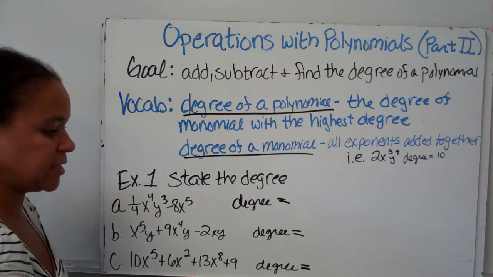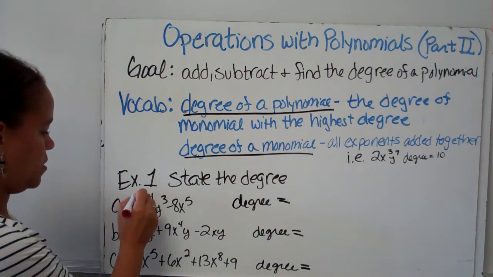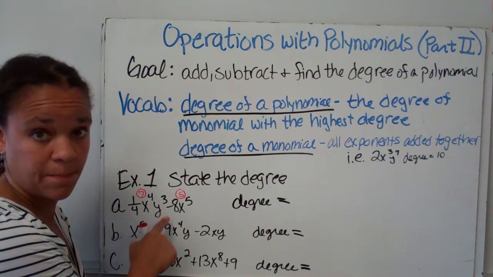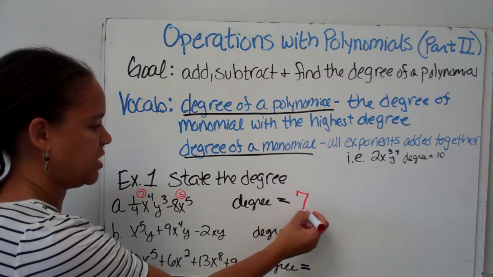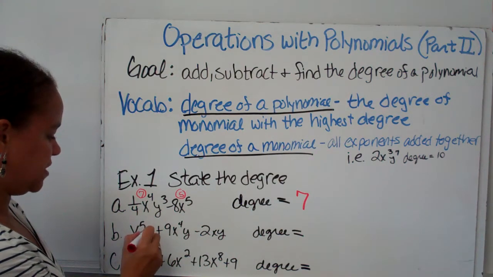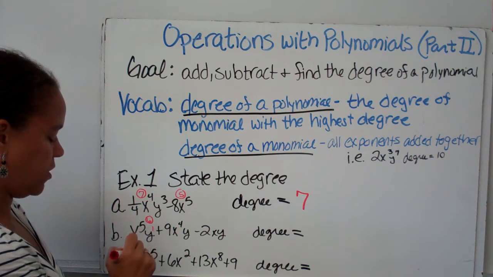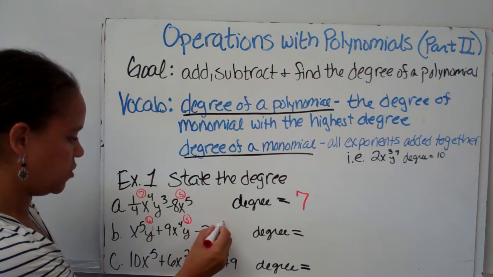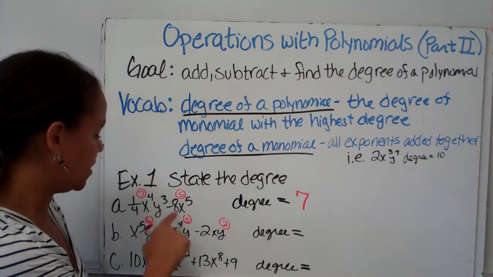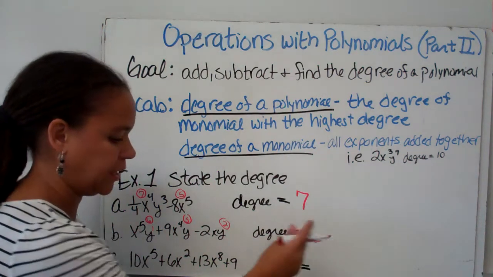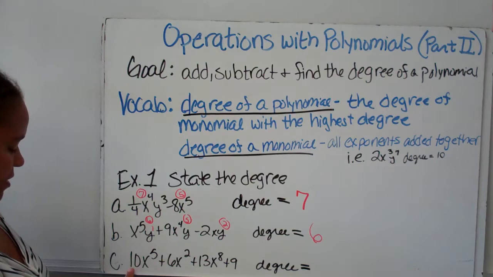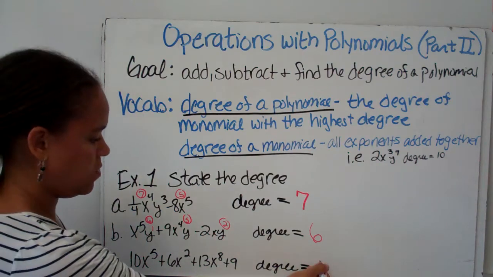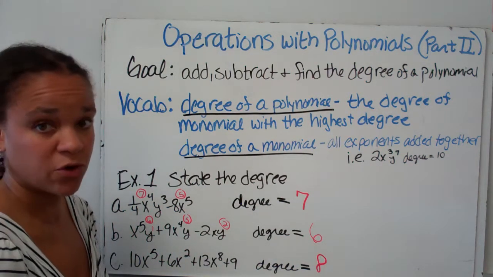Well, this monomial has a degree of 7, right? Because we would add the 4 and the 3. This has a degree of 5. So the degree of this polynomial together would be the highest one, which would be 7. Here, this has a degree of 6, because the y has an exponent of 1. This has a degree of 5, and this has a degree of 2. So the degree of this polynomial is the degree of the highest monomial, which would be 6. And finally, degree of 5, degree of 2, degree of 8, and no degree. So 8 would be the degree of that polynomial.